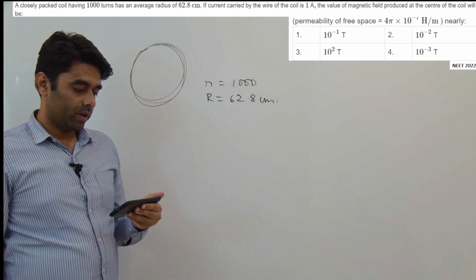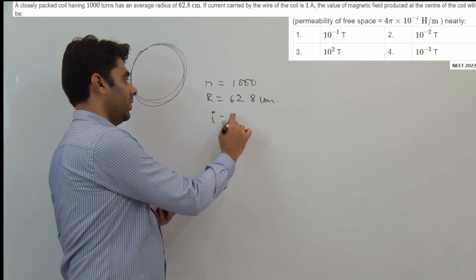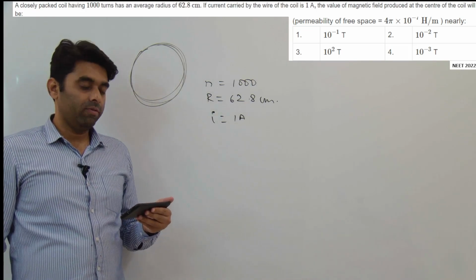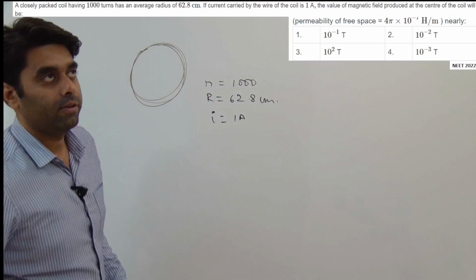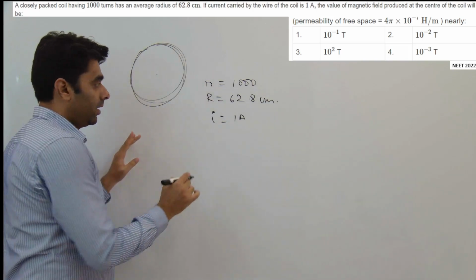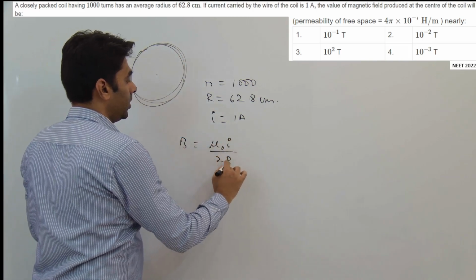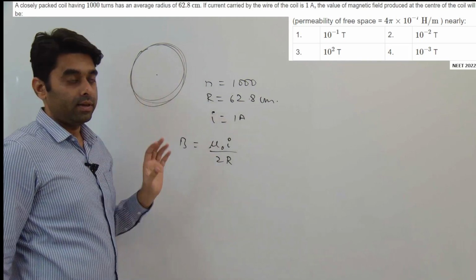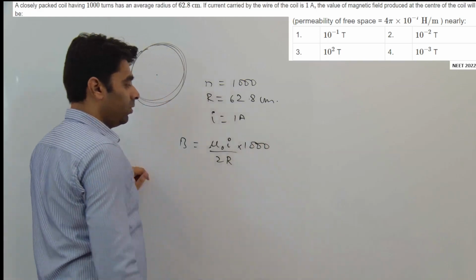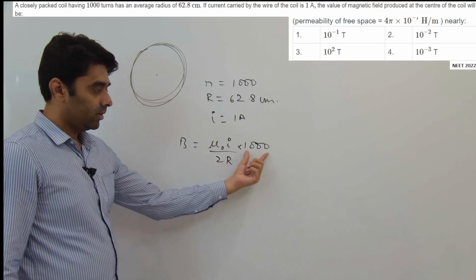If the current carried by the wire of the coil is 1 ampere, I is 1 ampere, the value of magnetic field produced at the center of the coil will be. What is the magnetic field produced by a coil at the center? Magnetic field is given as mu naught I by 2R. But over here it has 1000 turns. That means it becomes multiplied by 1000, which we also write as mu naught N I by 2R, or mu naught I by 2R into 1000, due to one turn, due to 1000 turns.